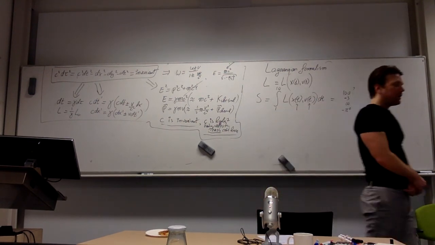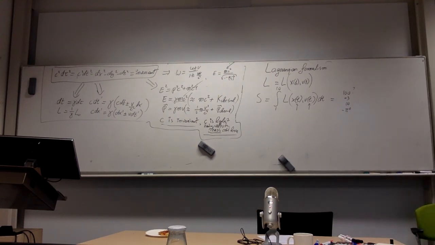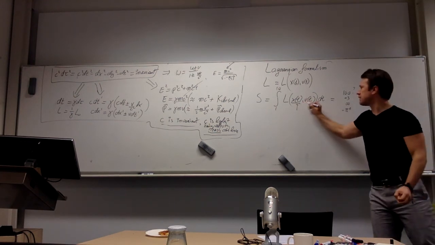The question that people now ask in Lagrangian physics is the following. If I have a flying pen, how will it fly? What is my x as a function of t and what is my v as a function of t? What are these two functions?